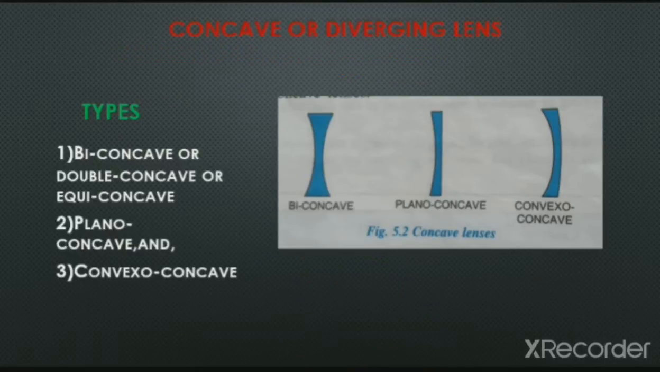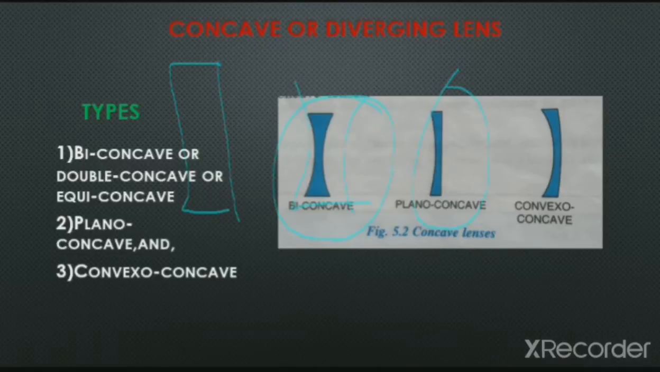Now we have the types of concave lens. Again, they are also of three types, just like convex lens. The first one is biconcave or double concave or equiconcave. Clear? Both sides concave, as you can see in the first figure. Here you see the concave surface on both sides, so this is a biconcave, or double concave, or equiconcave. This is the first type. Now the second type is the plano-concave. That means the first surface is plane and the second surface is concave. So this is known as a plano-concave lens.